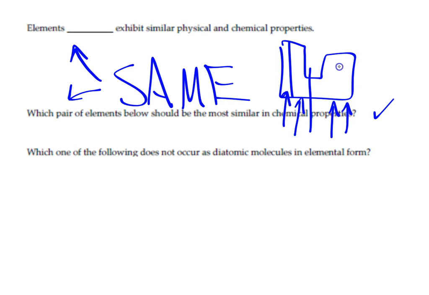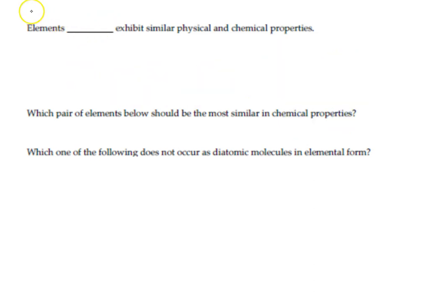If there's more than one, so let's say it's like A, B, C, and D, and you have A and B, A and D, they're both in the same family, but choose the ones that are the closest in the same family. Are we okay with that? So far in this review, make sure you know that elements in the same family have similar properties. That's what those 2 questions are trying to elicit that you know.